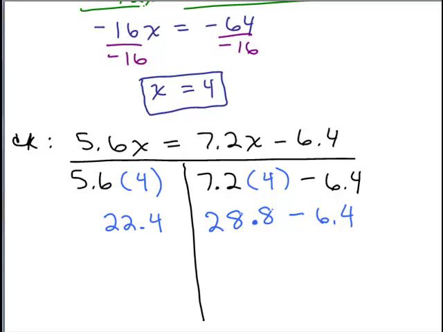And when we subtract 6.4, you could go over on the side and do that as well, lining up your decimals. You do get 22.4. So x equals 4 does check. So that's the correct answer. And writing the answer using solution set notation, you put 4 in the braces.